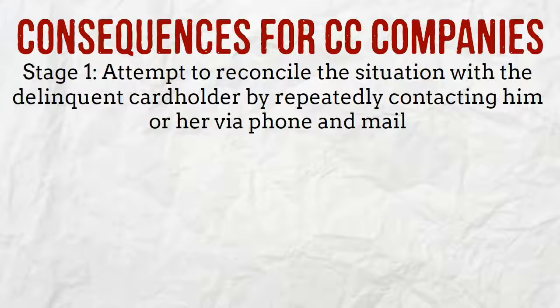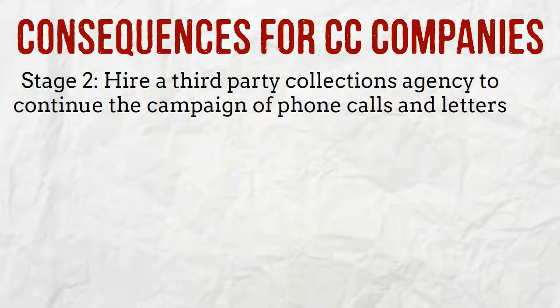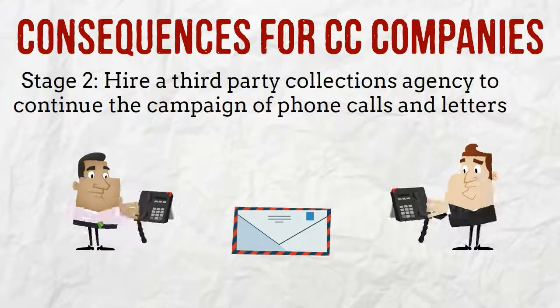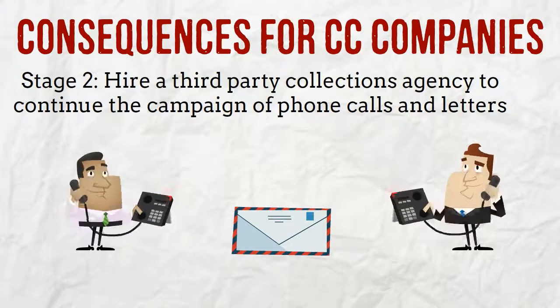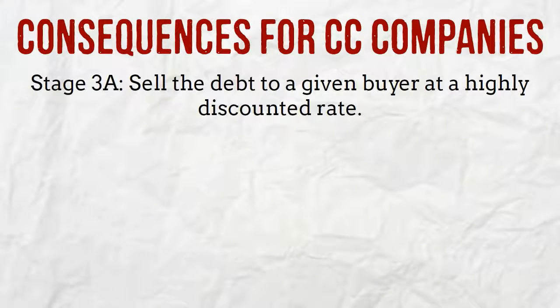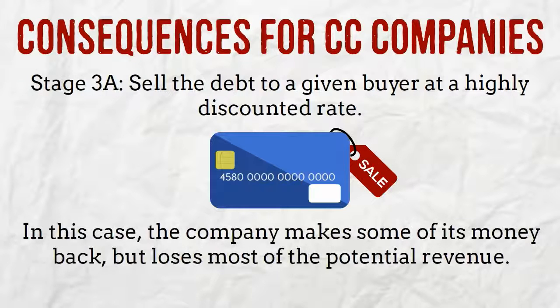First, the company will attempt to reconcile the situation with the delinquent cardholder by repeatedly contacting him or her via phone and mail. If that doesn't work, the company will hire a third-party collections agency to continue the campaign of phone calls and mail. And this actually costs the company money because they have to hire these agencies to work. The companies might end up selling the debt at a highly discounted rate. In this case, the company makes some of its money back but loses most of the potential revenue.